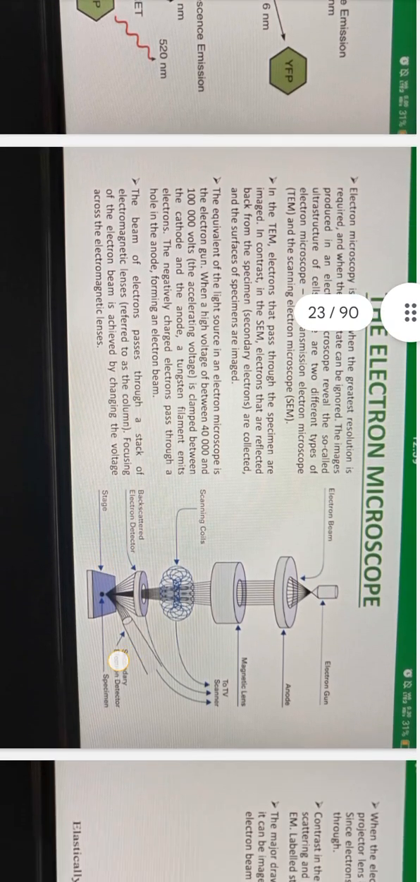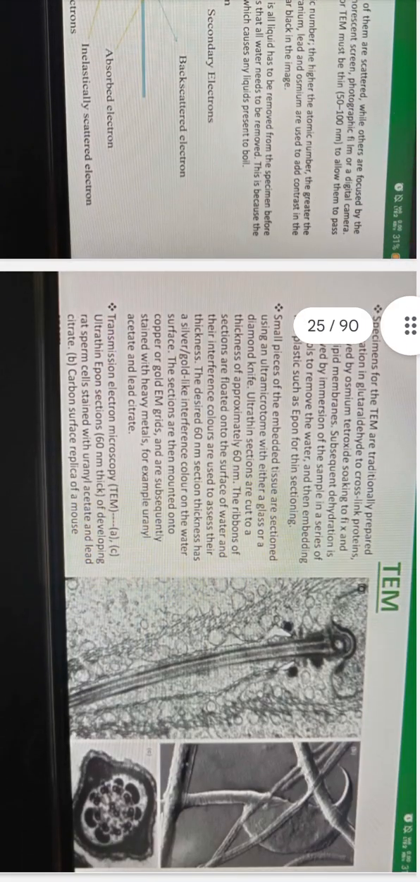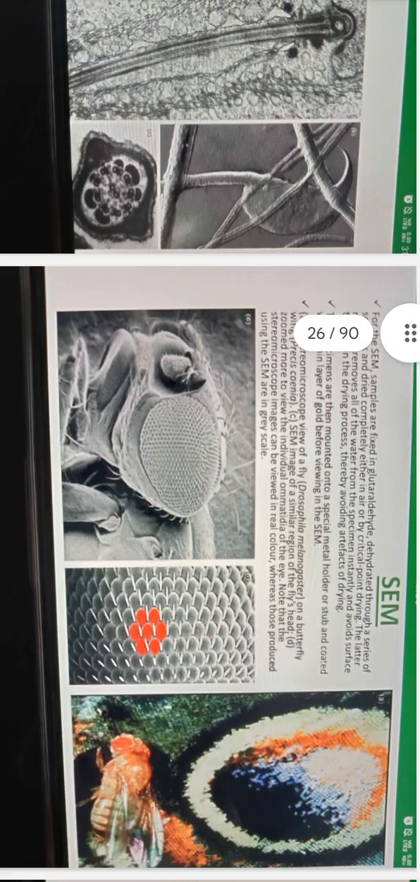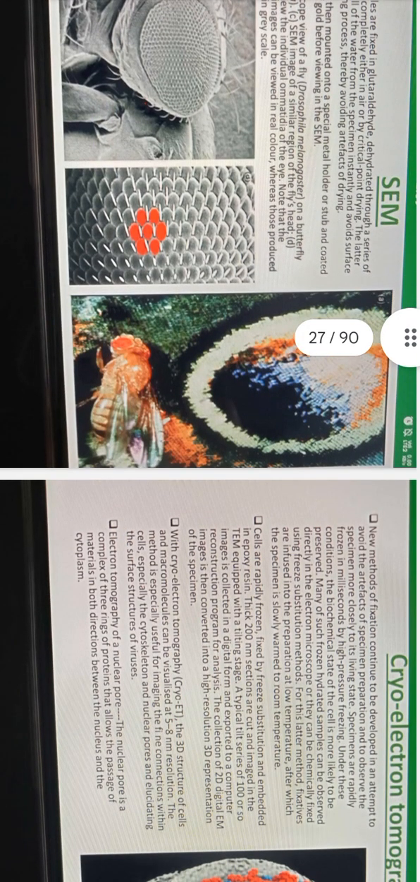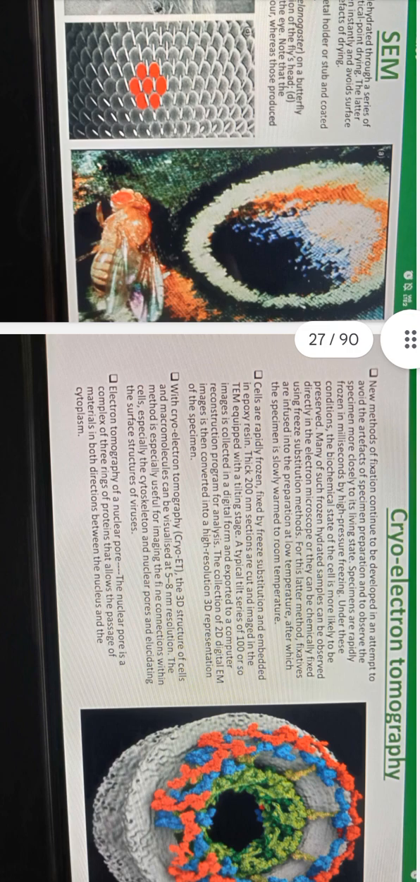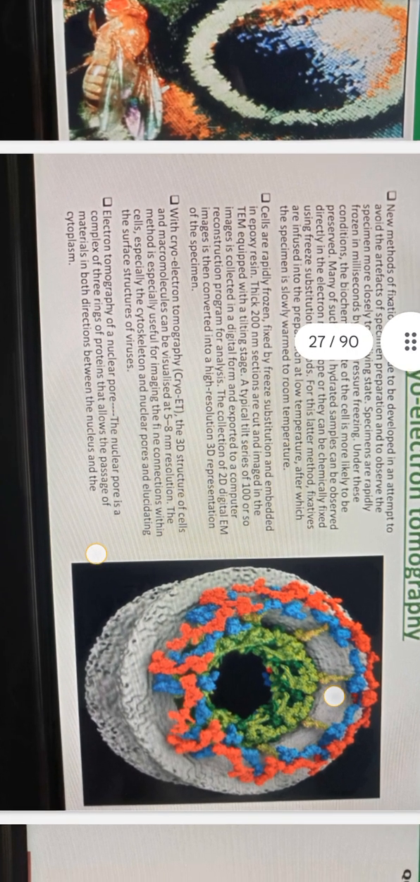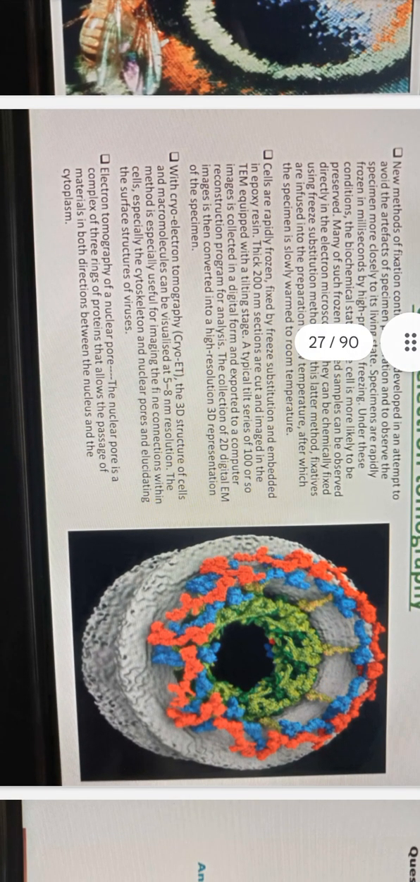The electron microscope. TEM, transmission electron microscope. SEM, scanning electron microscope. Cryo-electron tomography. This is something new I have never heard before. New methods of fixation continue to be developed in an attempt to avoid the artifacts of specimen preparation and observe the specimen more closely to its living state. Specimens are rapidly frozen in milliseconds by high pressure freezing. Under these conditions, the biochemical state of the cell is more likely to be preserved.